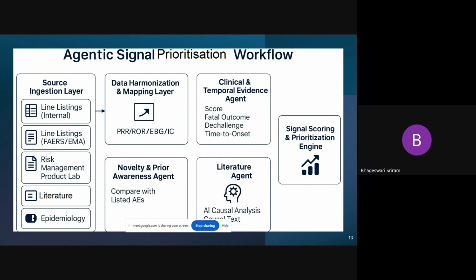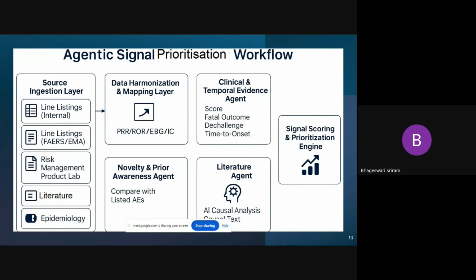Then comes the novelty agent. This would work by looking at the labels, the risk management plan, or the aggregate reports for previous awareness. And the literature agent could look for the causal text related to the drug event pair, obviously, as the name suggests, looking at PubMed or the available literature references. And then finally, there could be one reporting or scoring agent, which does the consolidation, and there could be a rules-based scoring and prioritization.